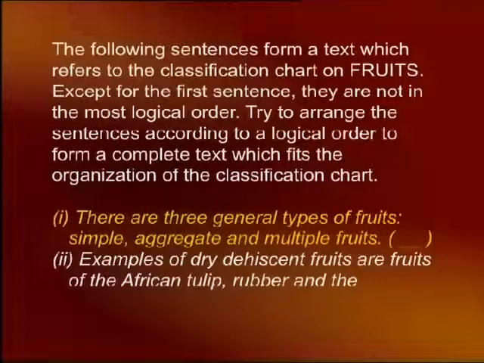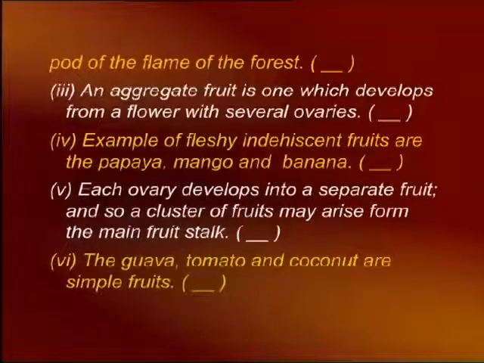Now you keep looking at the classification chart while I read out these sentences for you. Number 1. There are 3 general types of fruits: simple, aggregate, and multiple fruits. This should be number 1 of the text on fruits. The next sentence is, examples of dry, dehiscent fruits are fruits of the African tulip, rubber, and the pod of the flame of the forest. Flame of the forest is the name of a tree.